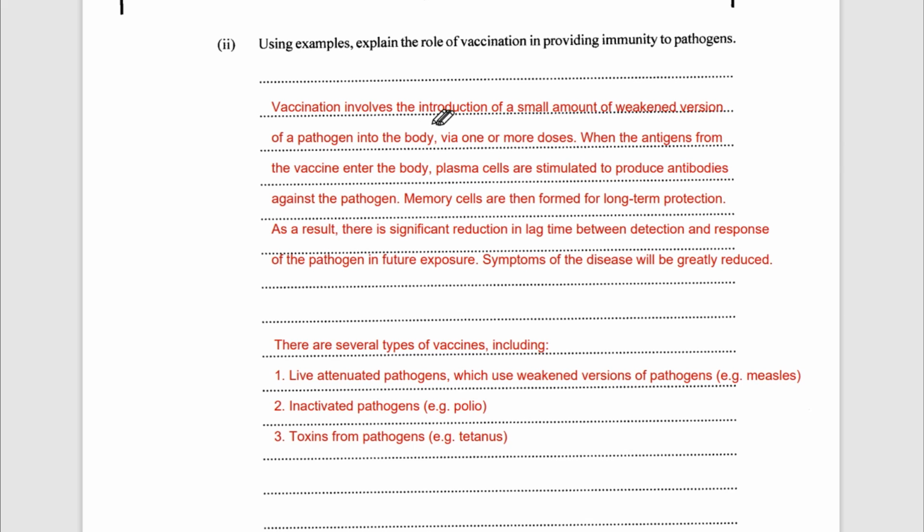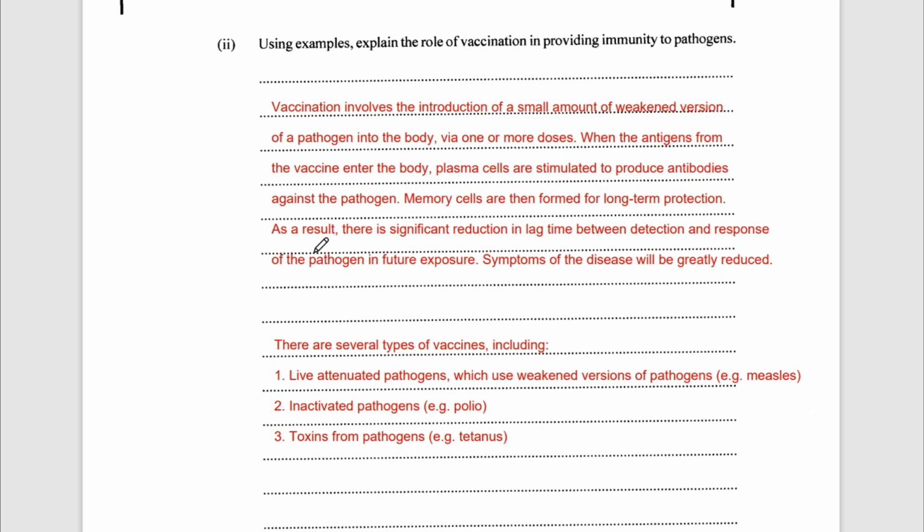And typically this would happen via one or more doses. A lot of vaccines are 2 doses and you might end up having booster shots to renew the memory cells. So when the antigens from the vaccine enter the body, the antigens, remember, the substances from the pathogen that your body is able to detect, plasma cells are stimulated to produce antibodies against the pathogen, or just white blood cells or lymphocytes, even that would work in this case. Memory cells are then formed for long-term protection.